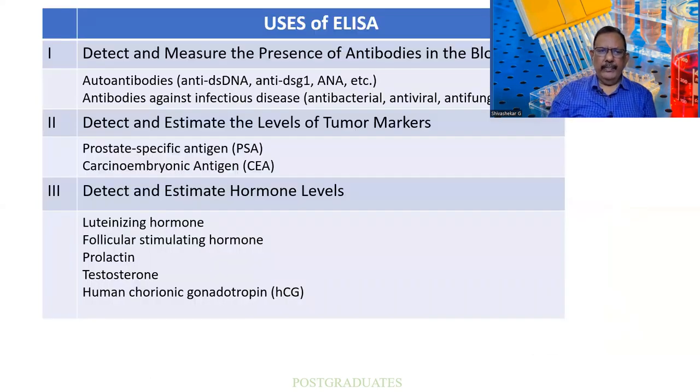What are the uses of ELISA? To detect and measure the presence of antibodies in the blood. There can be autoantibodies, anti-DNA, or anti-DSG1, anti-nuclear antibody, etc. Antibodies against infectious diseases, antibacterial, viral, fungal, etc. Detect and estimate the levels of tumor markers. I had mentioned two, prostate-specific antigen and carcinoembryonic antigen. Various hormone levels can be detected or even measured: luteinizing hormone, follicle stimulating hormone, prolactin, testosterone, HCG, etc.